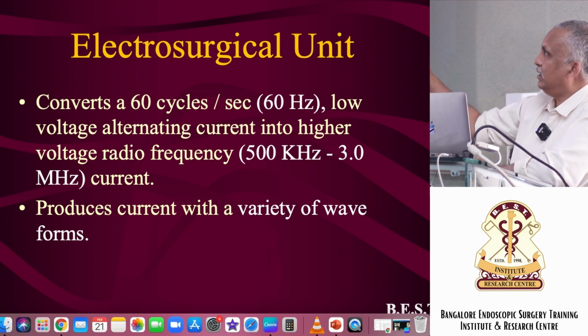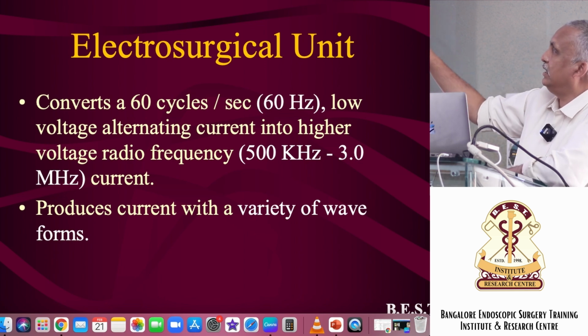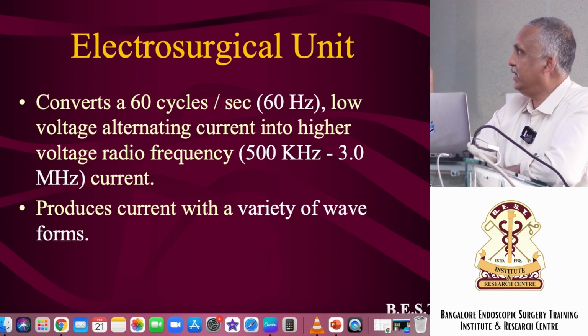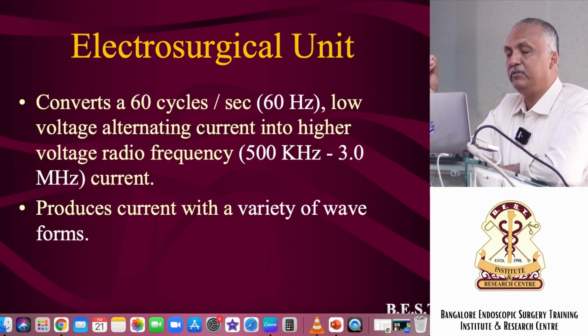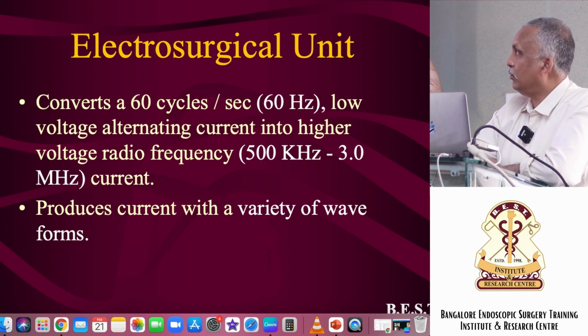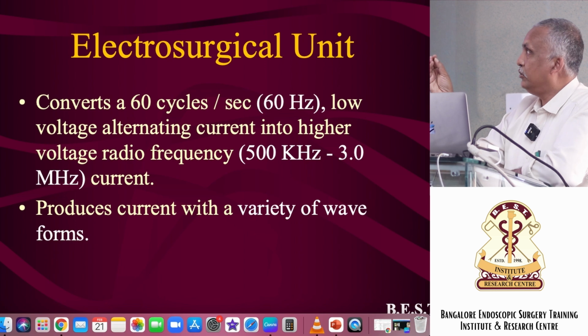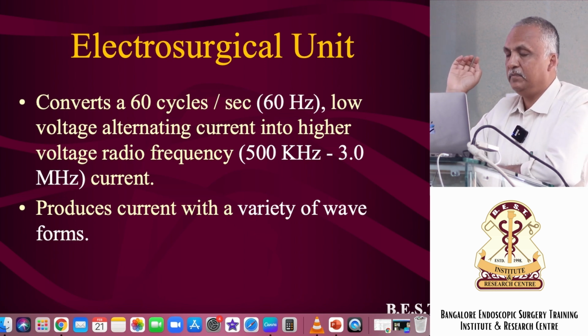Basically, they convert this 50 or 60 cycles per second alternating current into high voltage, high frequency energy. So, you are getting 220 volts, it is made to go up to 3500 volts, okay, and it also increases the frequency to 5 lakh hertz to 30 lakh hertz.